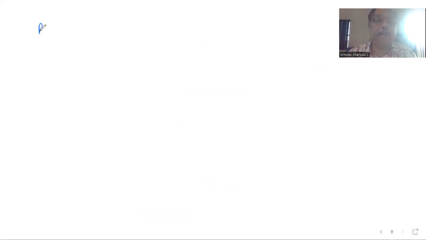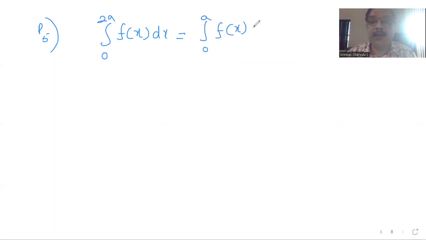Next property: integral 0 to 2a f of x dx is equal to integral 0 to a f of x dx plus integral 0 to a f of a minus x dx. This is the property we are supposed to prove now. Correct or not?